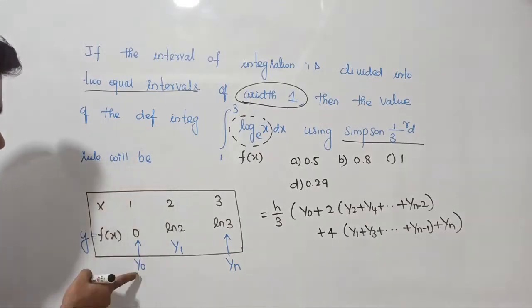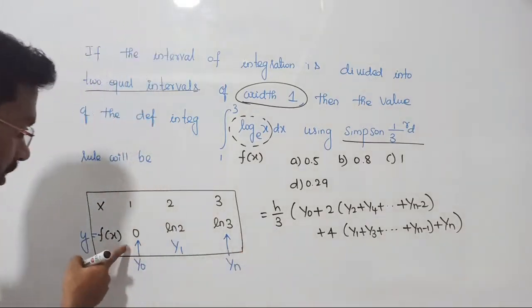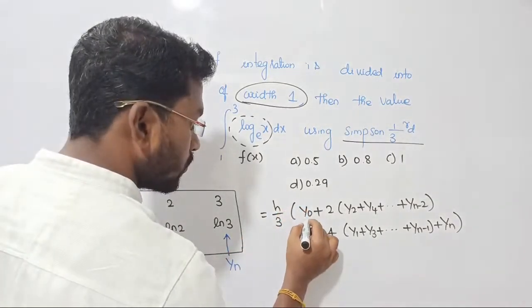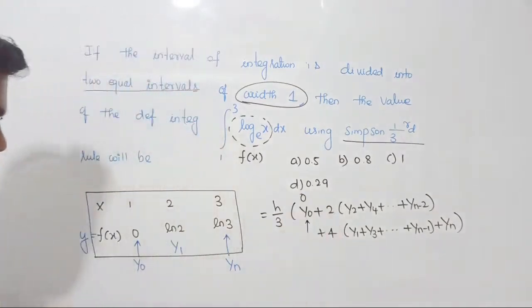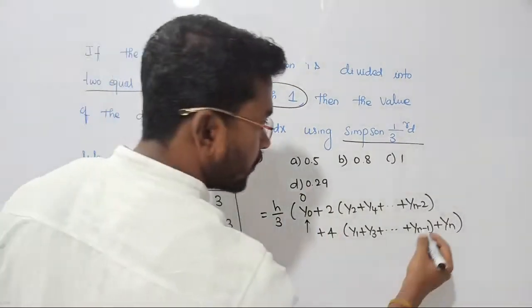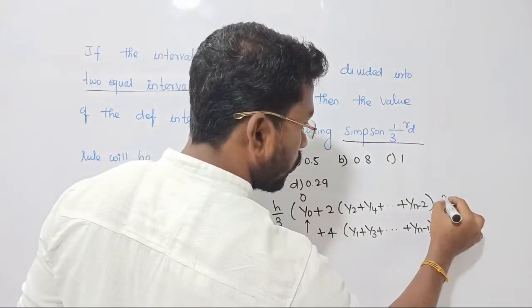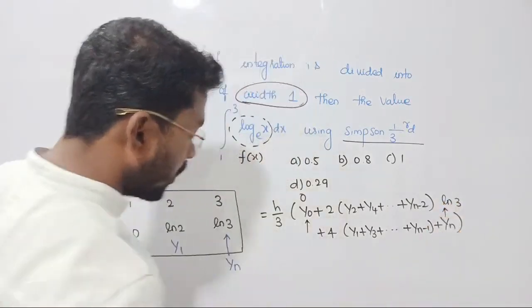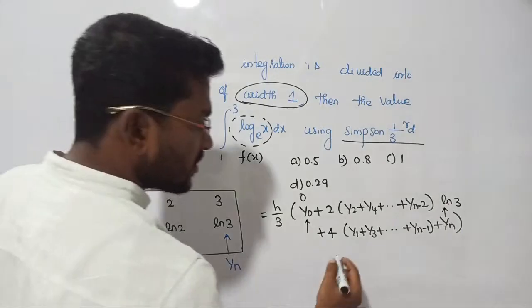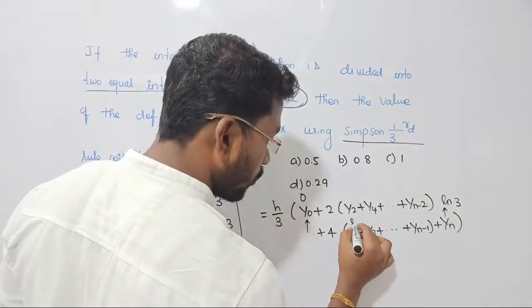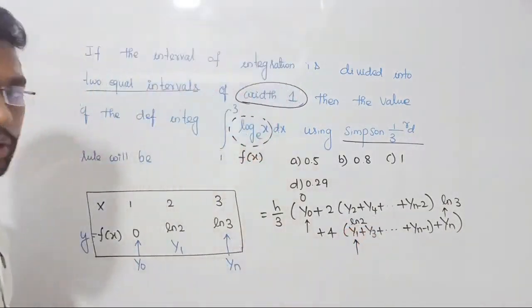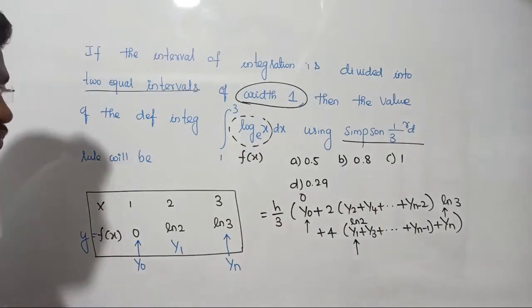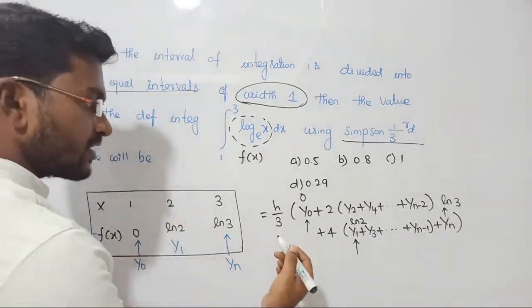But here I have y0. What is the value of y0? y0 is 0. Next I have yn. yn is how much? ln 3, so yn is equal to ln 3. What about y1? y1 is ln 2. Do you have any other values? No. The rest are going to be 0. If you don't have any other values, just make them 0.